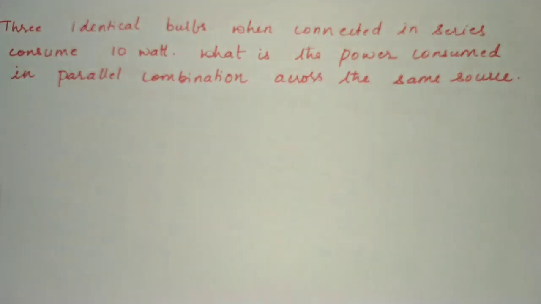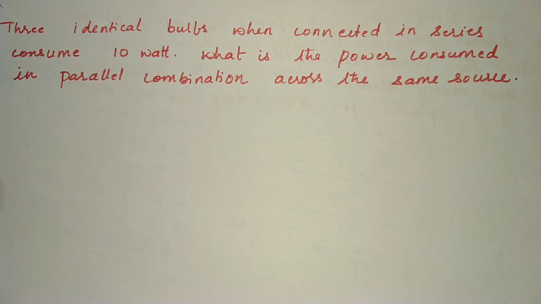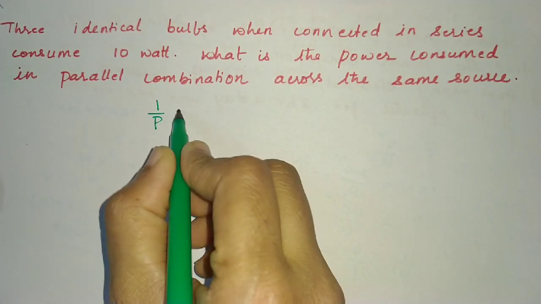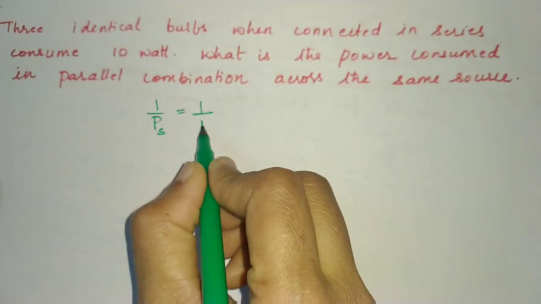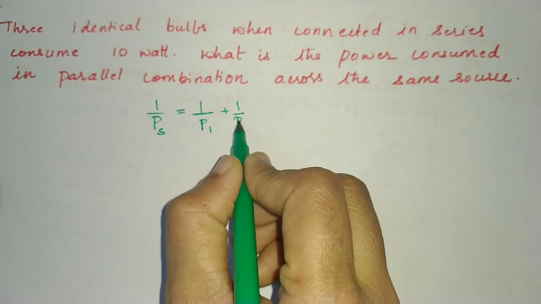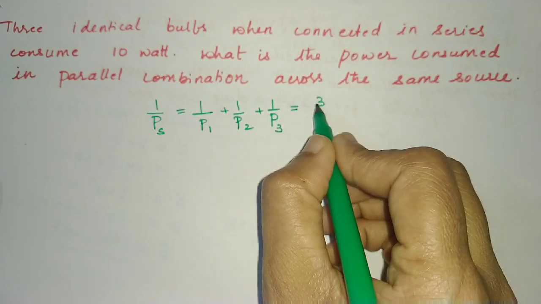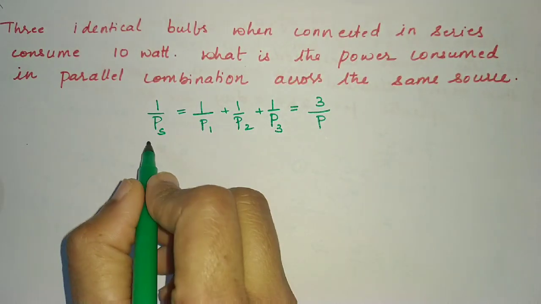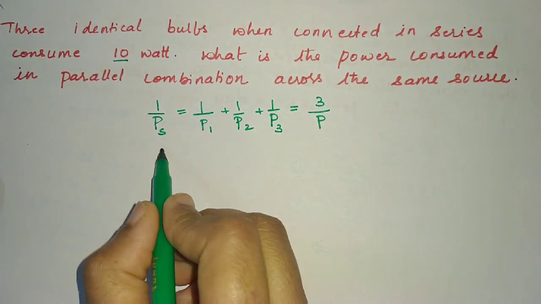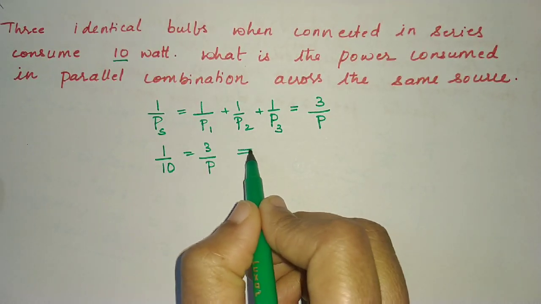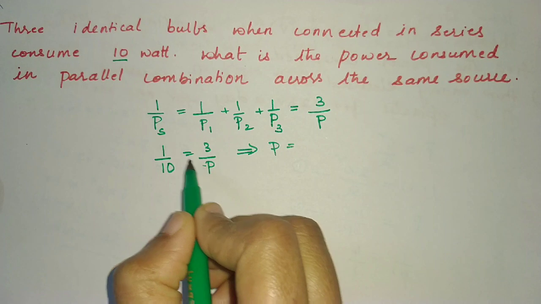Okay, I told you that when bulbs are connected in series, how do we evaluate the total power consumed? Total power consumed for series combination: 1 by P is equal to 1 by P1 plus 1 by P2 plus 1 by P3. Since all of them are identical, I will write it as 3 by P. So in series it is consuming 10 watt. So from this I can write 1 by 10 is equal to 3 by P. Implies what is the power of each bulb? 30 watt.